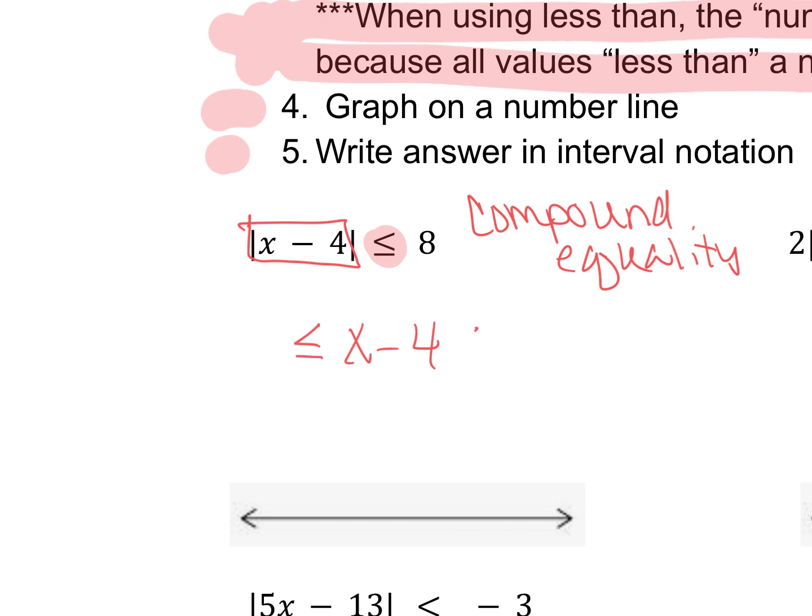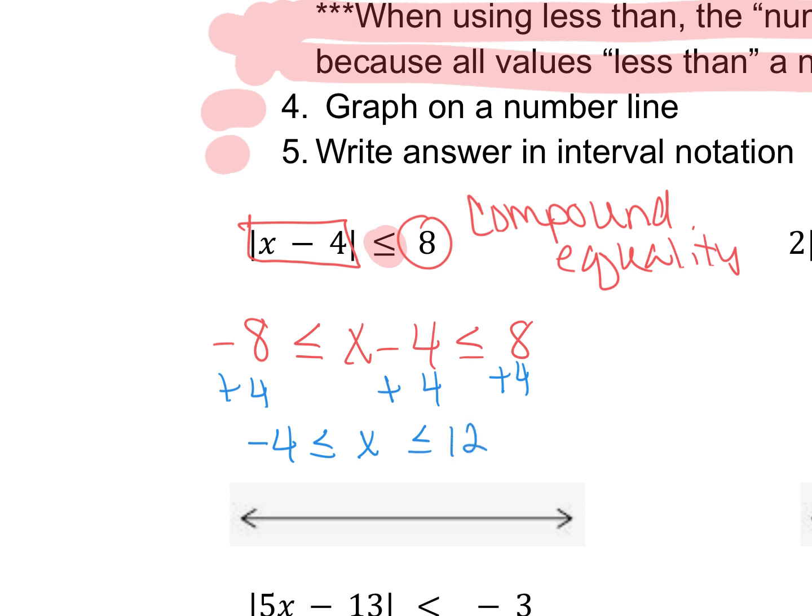We're going to put both symbols pointing in the same direction. We're going to put a negative 8 here and a positive 8 here. All that means is that this value of x minus 4 is between negative 8 and positive 8. So we need to see what those values of x can be. Here's the tricky part. When you have a compound inequality, if you add 4, you have to add 4 to all of the parts, which means you're going to have negative 4 is less than or equal to x, is less than or equal to 12.